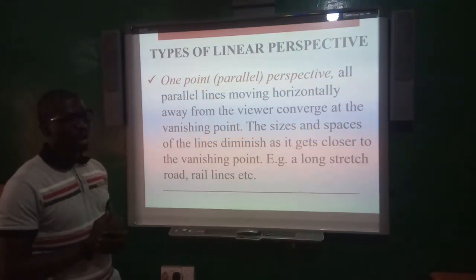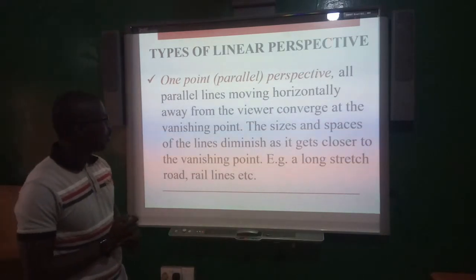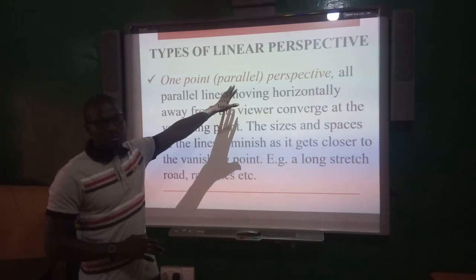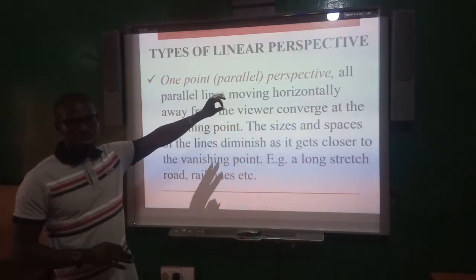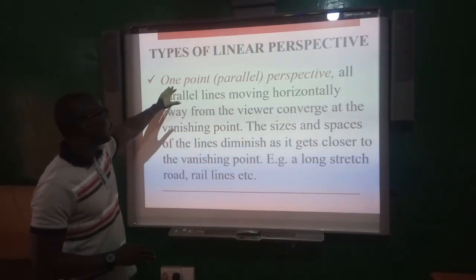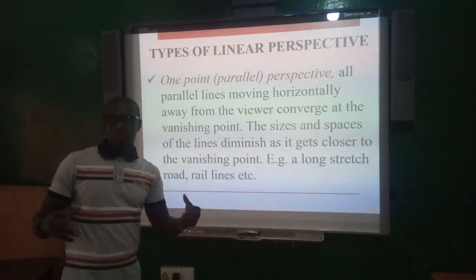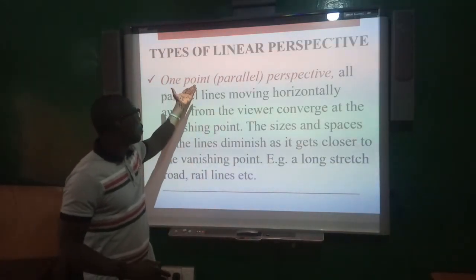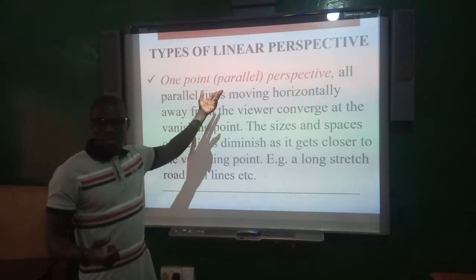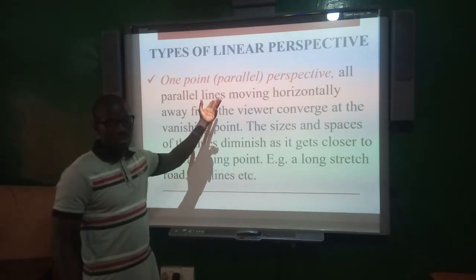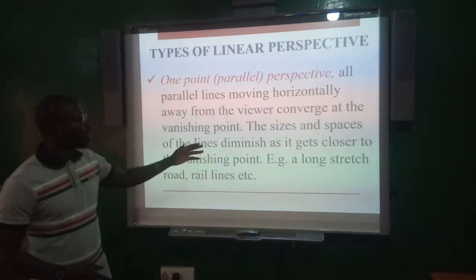So we start with 1-point perspective. Another name for 1-point perspective is parallel perspective. Okay, so take note. In some books, they will give you the two. They will say 1 point or parallel. But in some books too, they will give you only 1 point. So if you are asked what's another name for 1-point perspective, or when you see parallel, it's the same as 1-point perspective. Okay, so now let's read it together.